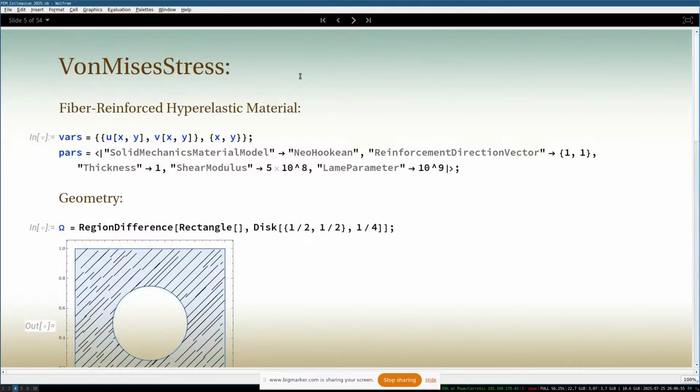Okay, but getting back to the von Mises stress. So here's an example. I have a fiber-reinforced hyperelastic material model. U and V are the displacement components. X and Y are the spatial components. The solid mechanics material model is a Neo-Hookean model. I have a reinforcement direction vector, so this material has some reinforcements in it in this direction. A thickness of 1, a shear modulus, and a Lamé parameter. And this is the geometry.